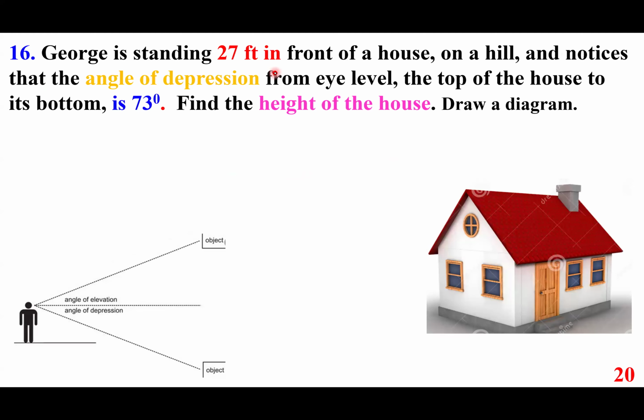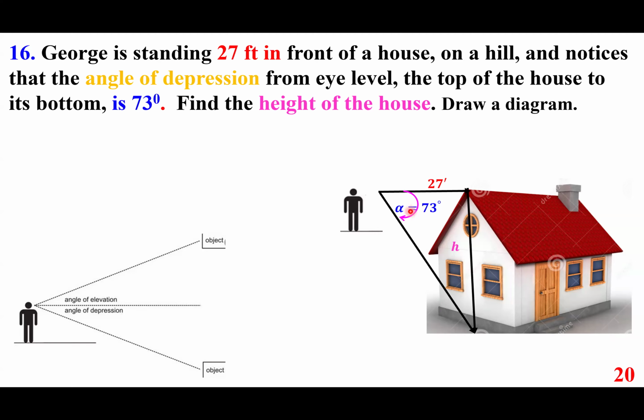George is standing 27 feet in front of a house on a hill and notices that the angle of depression this time from eye level, the top of the house to its bottom, is 73 degrees. Find the height of the house, draw a diagram. So this time we are looking down, and that means we are creating an angle of depression that happens to be 73 degrees. And we are 27 feet away from the house, and we are asking for H.